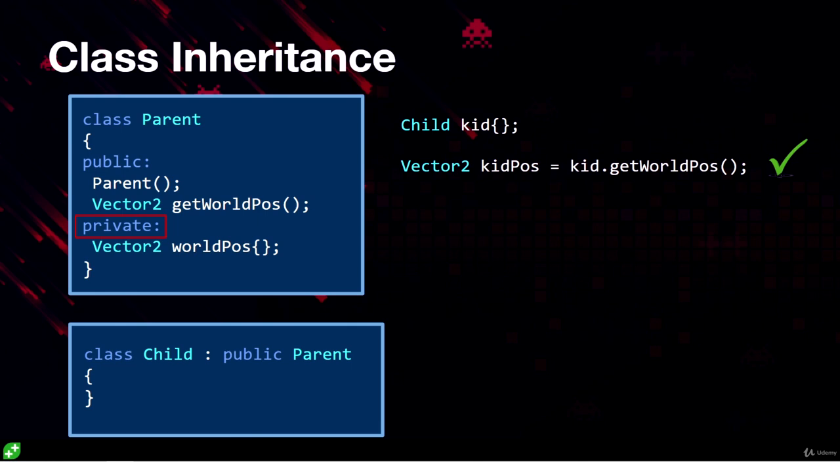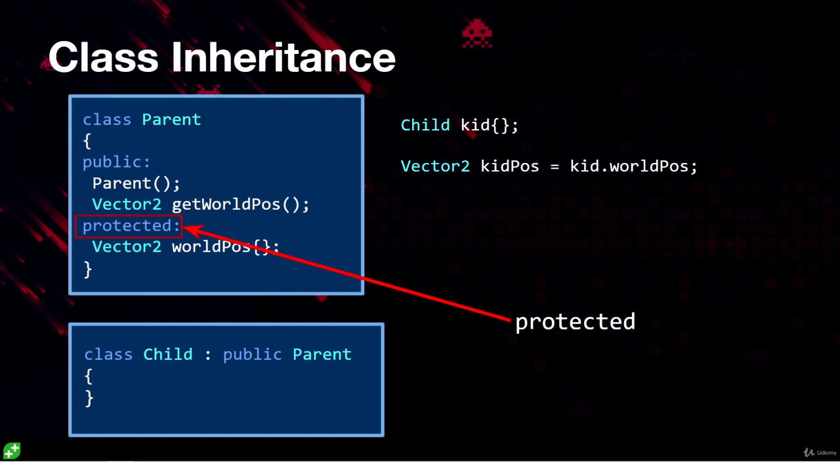Now, there exists another access modifier keyword, and that's protected. Members and methods in a protected section are accessible from within the class that they are derived in and also from within classes that derive from this class. So if worldPos were a protected member, then accessing worldPos from a child instance is valid and the member is accessible.